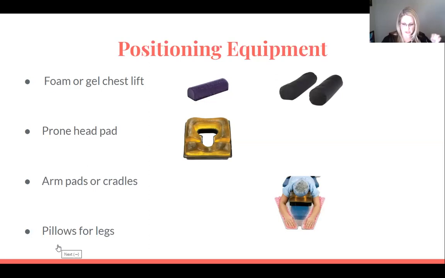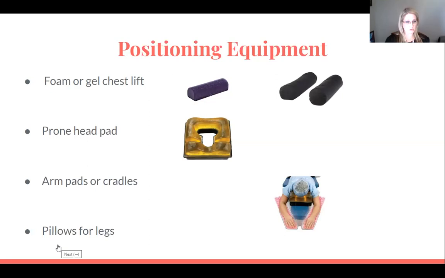We want to make sure that the genitalia area is protected and things aren't being pinched and smashed where they shouldn't be, to prevent impingement. And then also the arm pads, and let me go back to the prone head pad. So the patient's going to be laying face down, so that's going to be that open area there. And sometimes the anesthesiologist will also use a mirror if he needs to view the patient's face while they're under anesthesia, so that helps allow him to do that.